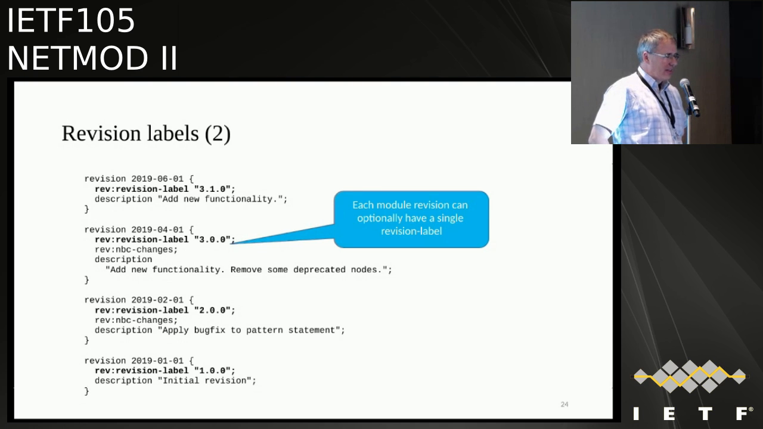Okay, here is an example of how the revision labels for SemVer would be. You see that the main number changes every time when we have this NBC changes extension there. So when we just add something, then we only go from 3.0 to 3.1. Next, please.